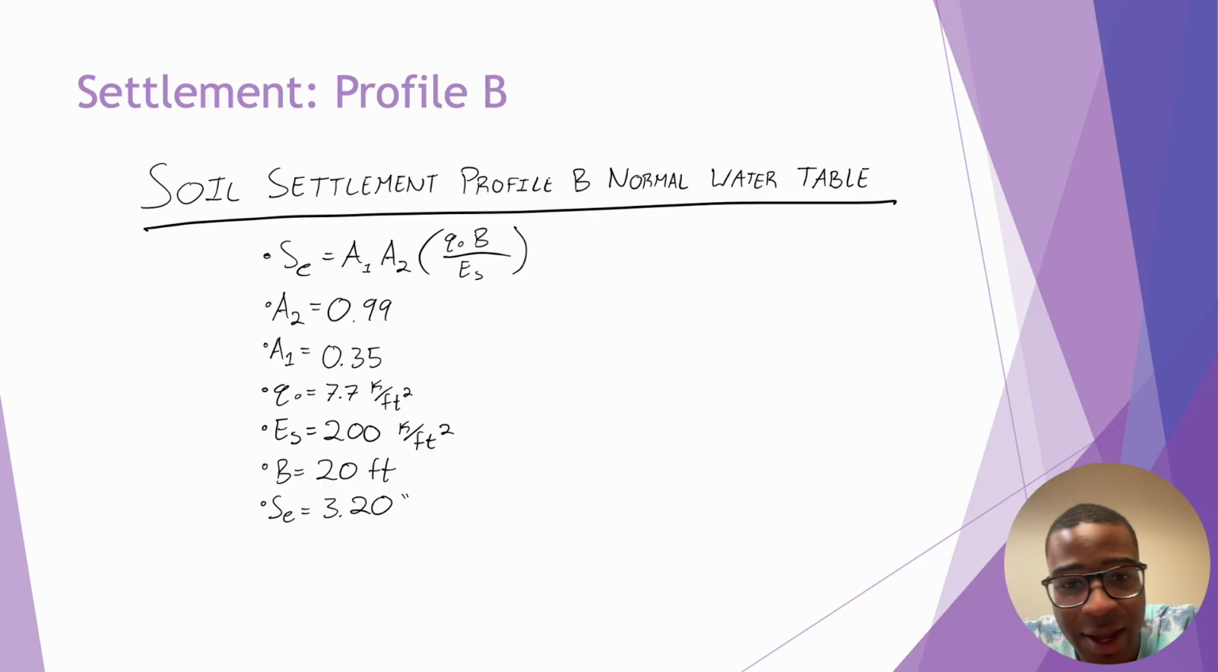And for profile B, similar process, but we take the A2 and A1 values that we got from the graph, and then we have the same Q naught. Our ES, our modulus is the same, and here we get a settlement of 3.2 inches, which is very significant and would not be sufficient for this design.